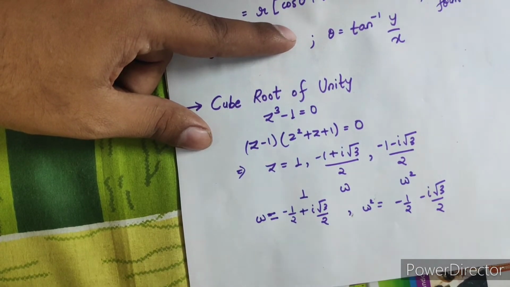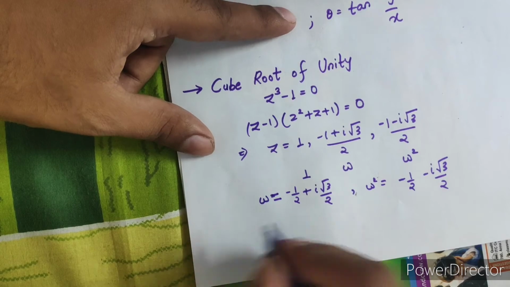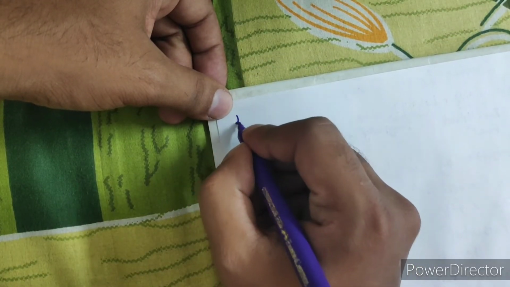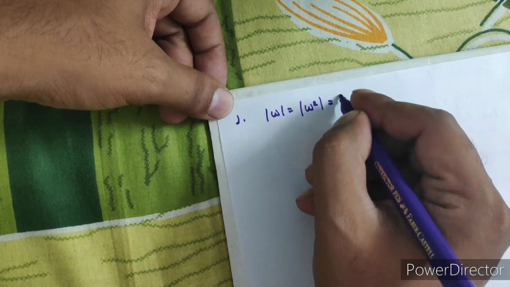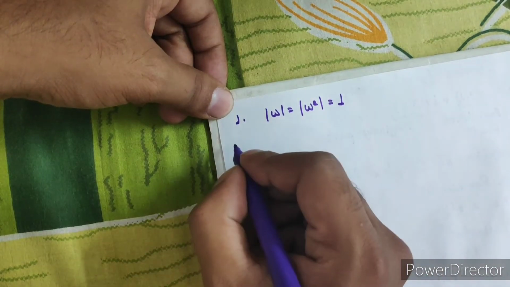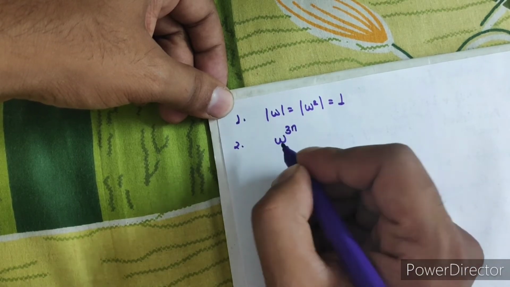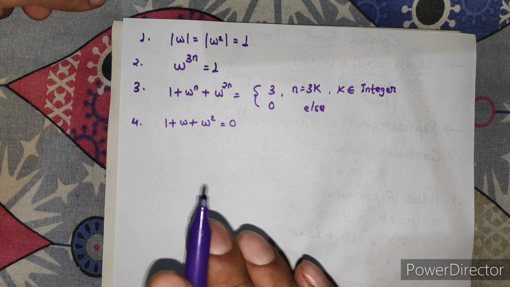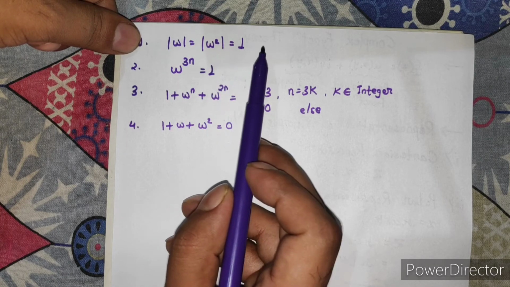So regarding 1, omega and omega square, there are a few properties we should know. There are 4 major properties. The first one is that the magnitude of omega is equal to the magnitude of omega square, which is always equal to 1.